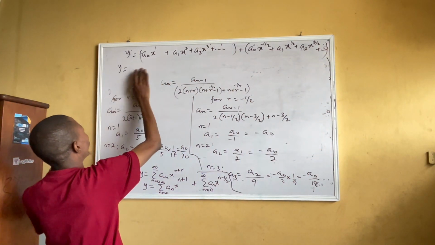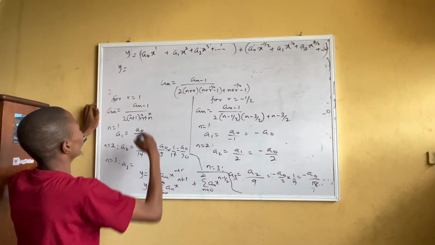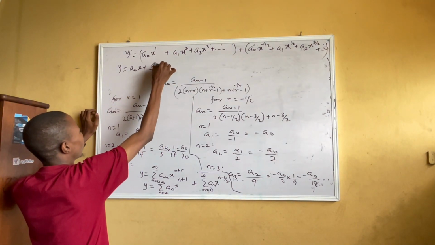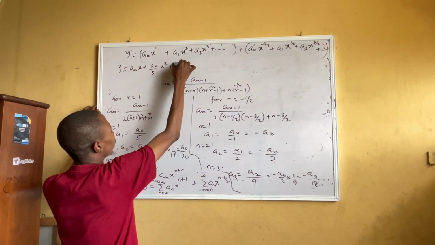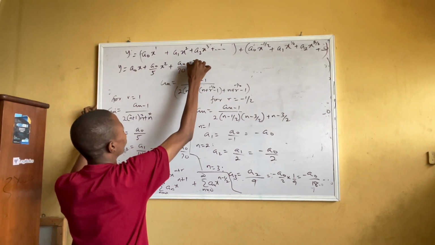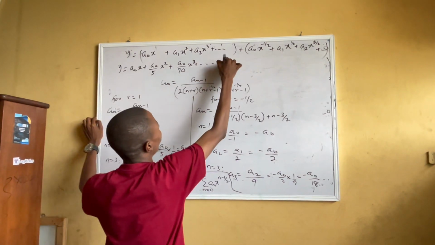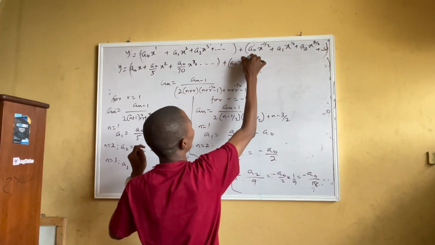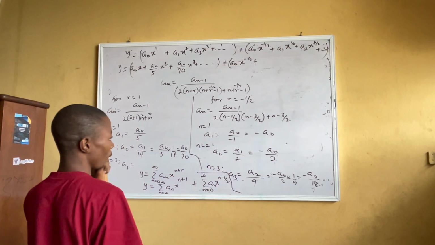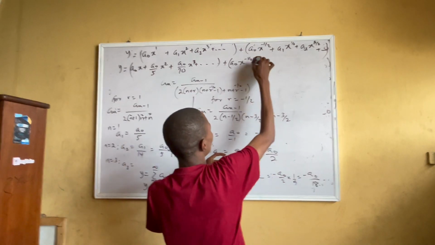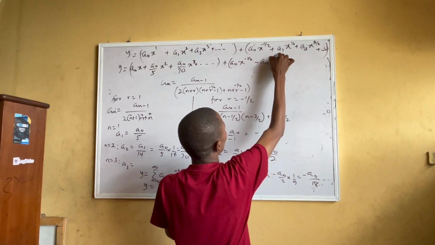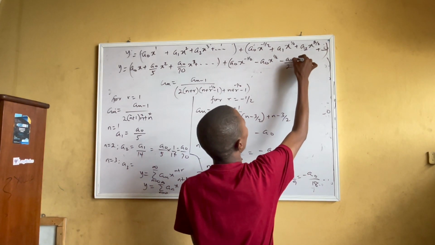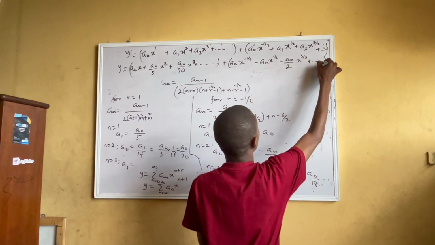Then y equals a0 x, what is a1? a1 is a0 over 5 x squared. What is a2? a2 is a0 over 70 x cubed, plus dot dot dot. Then plus a0 x^(-1/2). A1 is what? A1 is minus a0 x^(1/2). A2 is what? Minus a0 over 2 x^(3/2), like that.